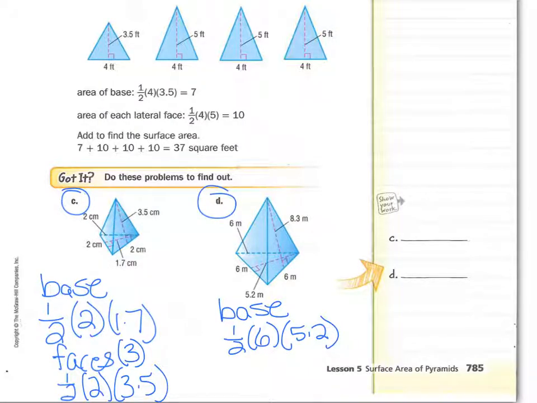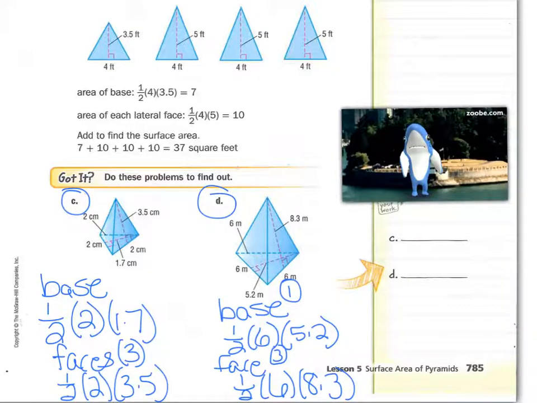You have one base, and then faces you have 3. Okay, and the faces are 1/2 times a base of 6 and a slant height of 8.3. Okay, go ahead and try to solve those now, and then when you're finished, check your answer.